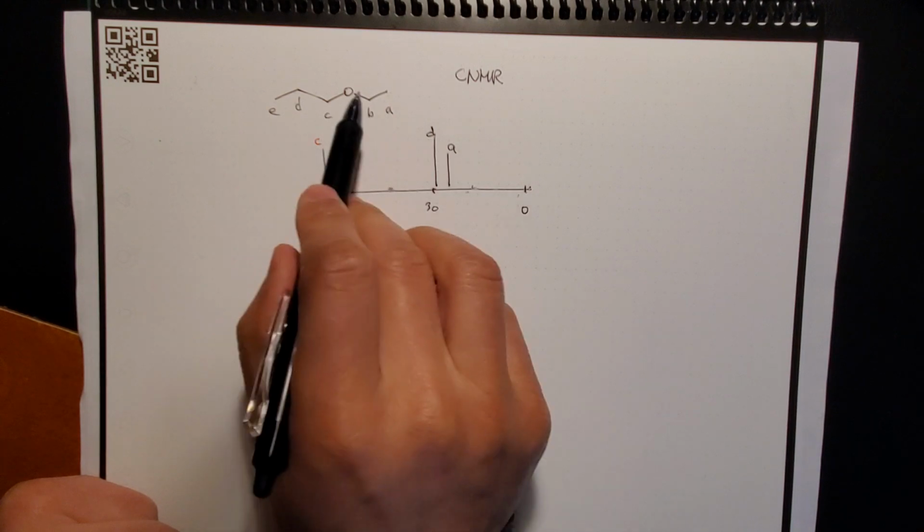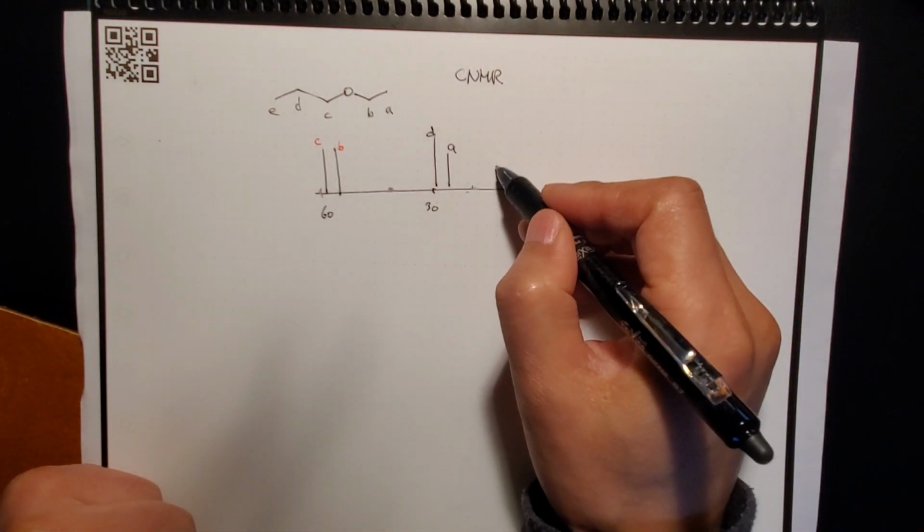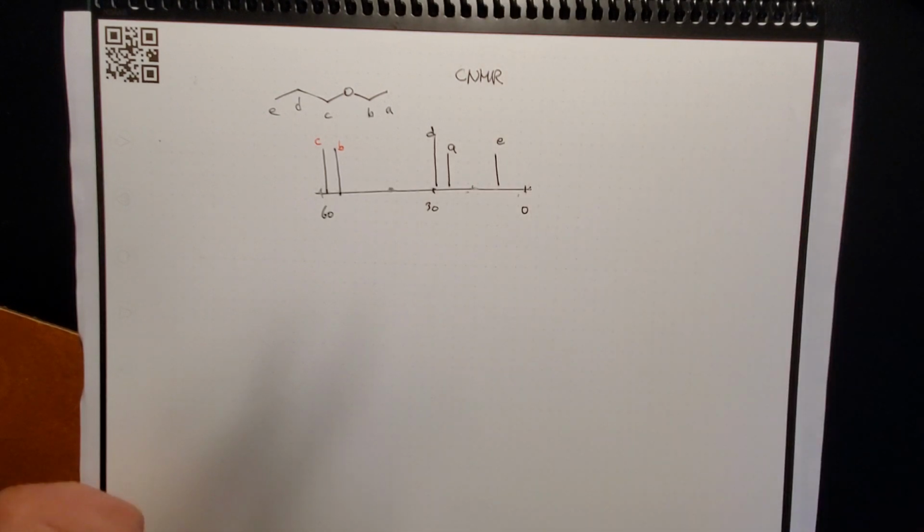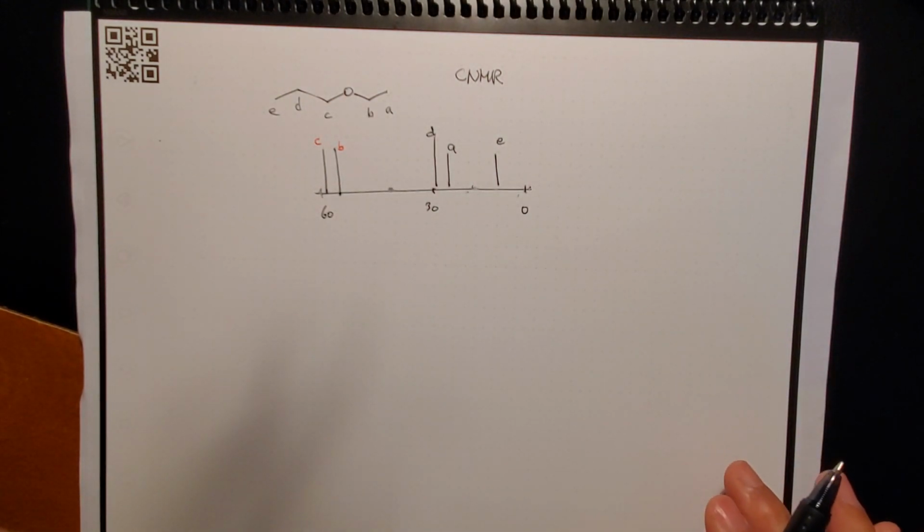Then E is far away from oxygen, so more shielded. So expecting a signal around here, that's E. Okay.